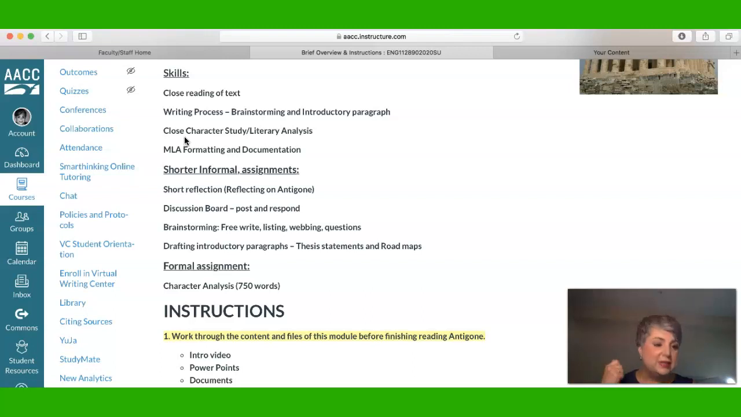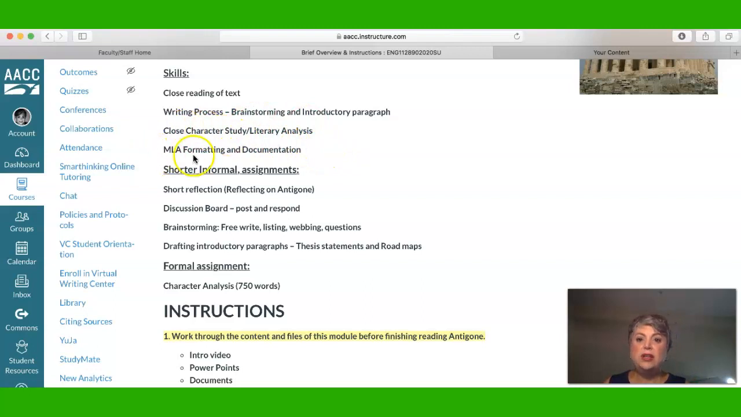Summary repeats the action, the plot of the play. We're looking to have an in-depth look at the significant issues and questions of the play surrounding one of the two main characters. These are sort of the big ideas, and that's analytical, not a summary. Okay, so it's a very important distinction to understand.